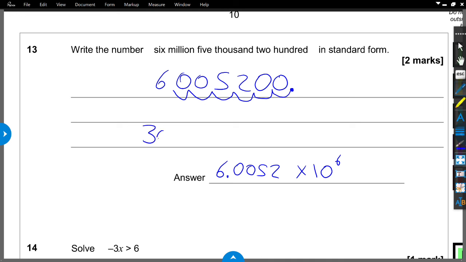For example, if we had 30 times 2, that's exactly the same as 3 times 20, or 3 times 2 times 10 to the power of 1, if we wanted to think about it that way.